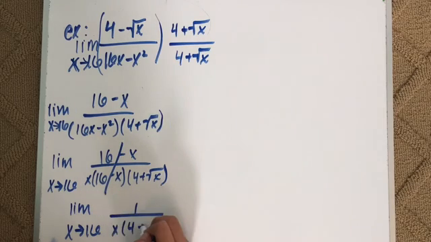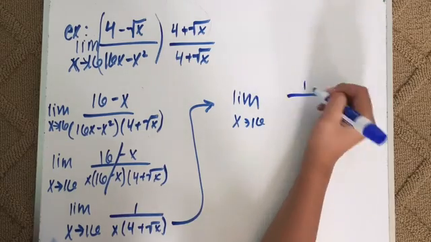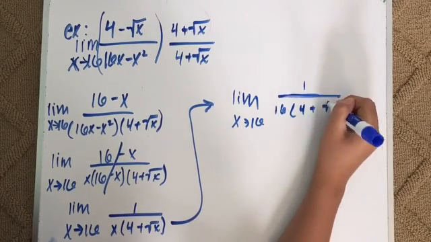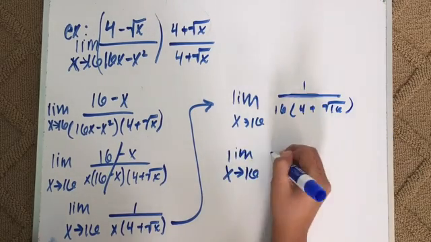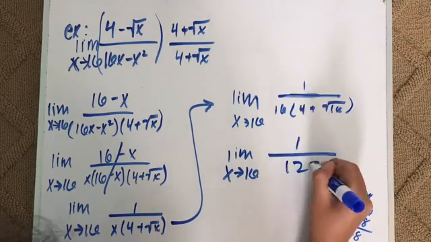As we further simplify, we get 1 over x times 4 plus the square root of x. Then we can direct substitute in the 16, and our answer is the limit as x approaches 16 of f of x equals 1 over 128.